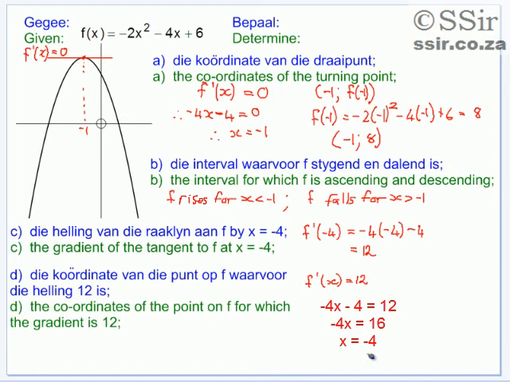What does this mean on the graph? Here, where x is minus 4, the gradient of the graph will be 12. We are asked for the coordinates of this point, so the coordinates will be x is equal to minus 4, and the corresponding y value will be f of minus 4. The gradient is therefore 12 at the point minus 4, 6.